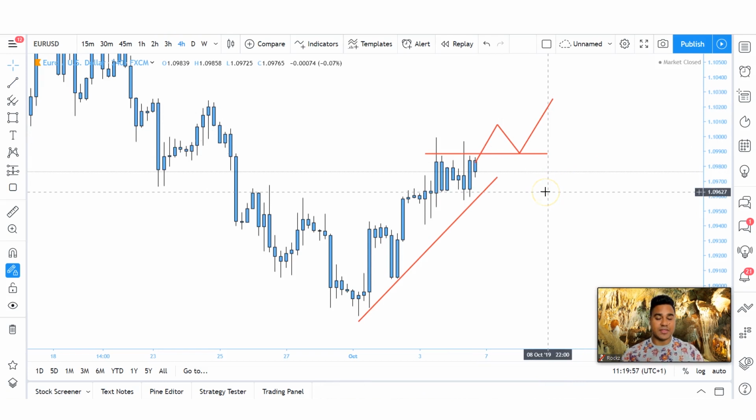Based on the dollar weakness and the structure of both gold and Euro USD, I should suspect that the market should go up. If the market starts to reverse on me, then I'm going to wait patiently for a reversal.